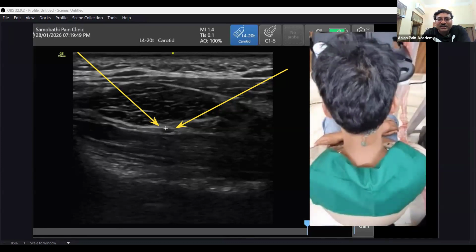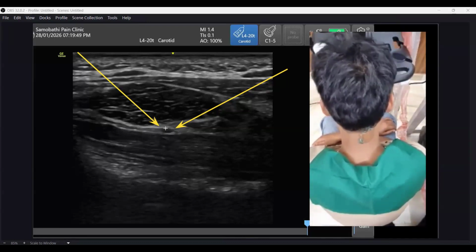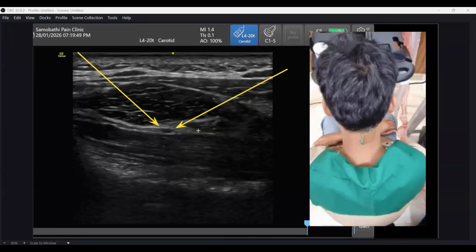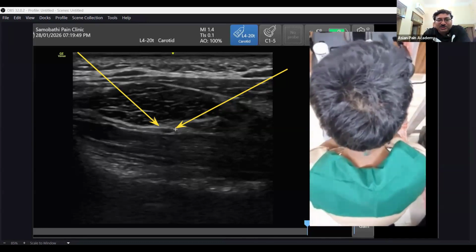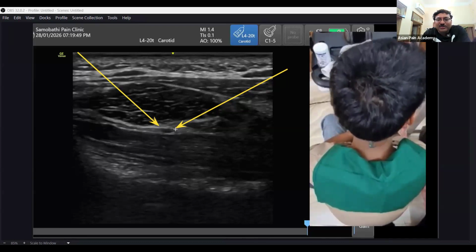It is given for greater occipital neuralgia, and also for cervicogenic pain. Yes. Why don't we block the nerve in the head itself? What is the advantage of blocking this nerve in this muscular plane? The result is much better. I have done both.